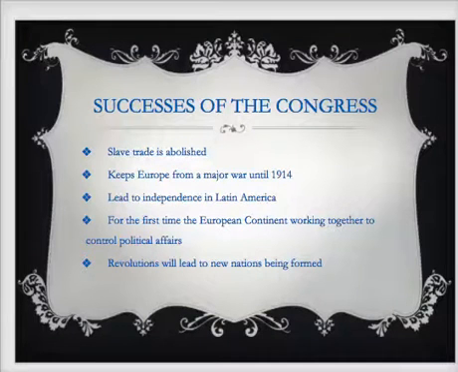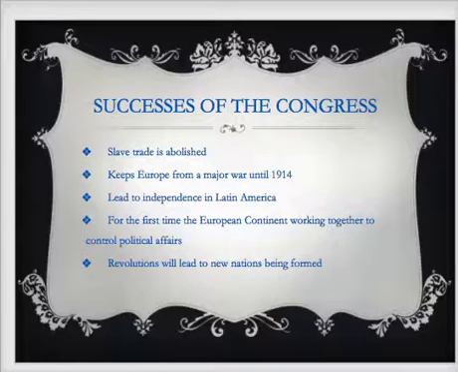First of all, Britain, being more of a liberal country, gets the slave trade abolished, not slavery. When you signed the Congress of Vienna, you agreed no longer to partake in the slave trade. Europe has some wars, but Europe is going to stay pretty stable, and you're going to have no major wars until World War I in 1914.